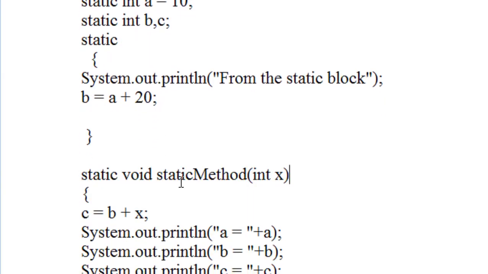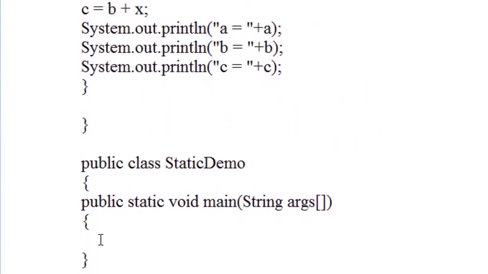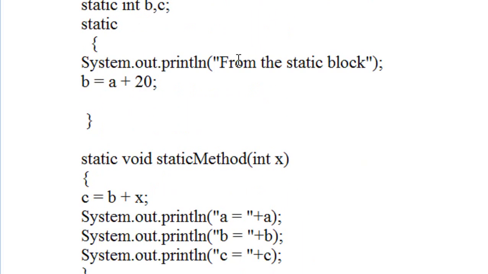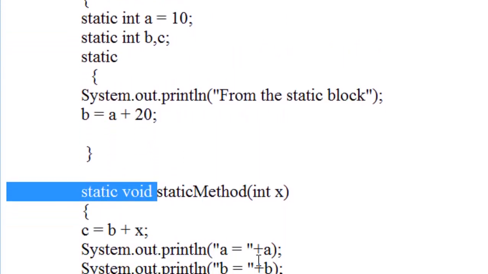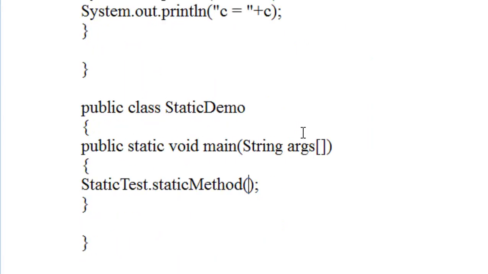Here I am going to call this method by using just the name of this class. I call the method StaticTest, which is the name of that class, dot static method. The name of that class is StaticTest and the method name is static method. Also here I am going to pass one value. I just pass 40.